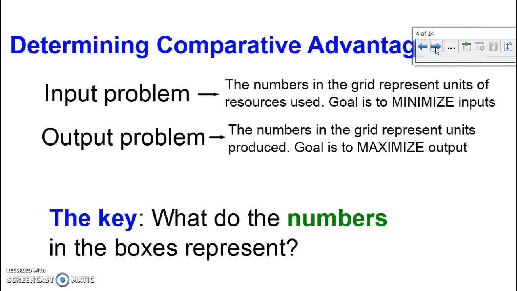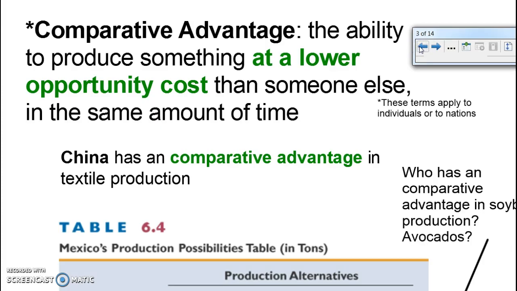So to determine comparative advantage, you want to look at the numbers in the grid, and you want to understand what they mean. So the numbers in the grid are going to represent the units of resources used. Then it's an input problem, and your goal would be to minimize them. If the numbers in the grid represent the units produced, then it's an output problem, and our goal is to maximize output.